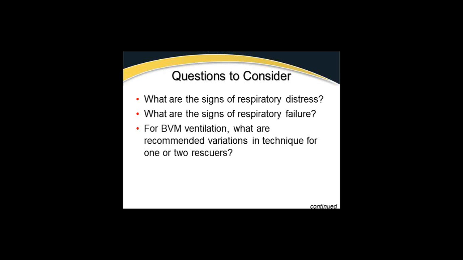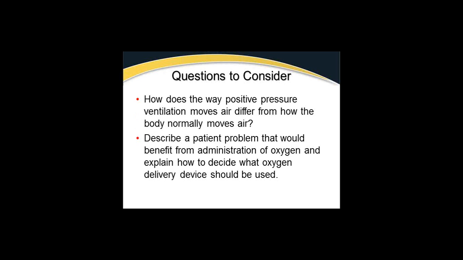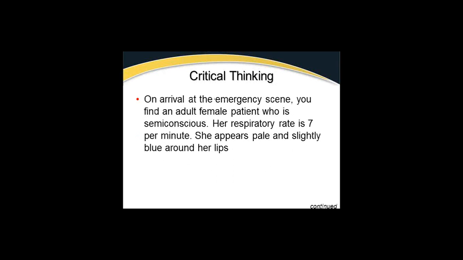So, questions to consider: what are the signs of respiratory distress and respiratory failure for BVM ventilation? What are the recommended variations in techniques for 1 versus 2 rescuers? How does the way positive pressure ventilation move air differ from normal body movement? And then describe a patient problem that would benefit from administration of oxygen and explain how you would decide what oxygen delivery device should be used. Your critical thinking.